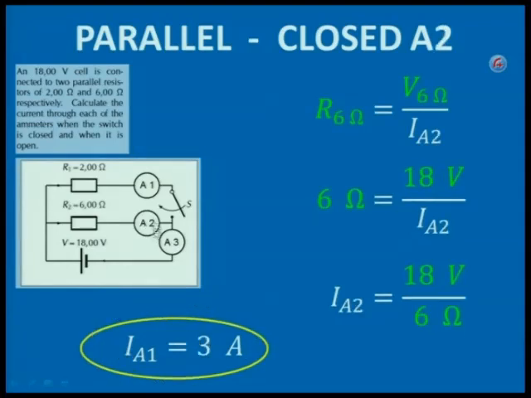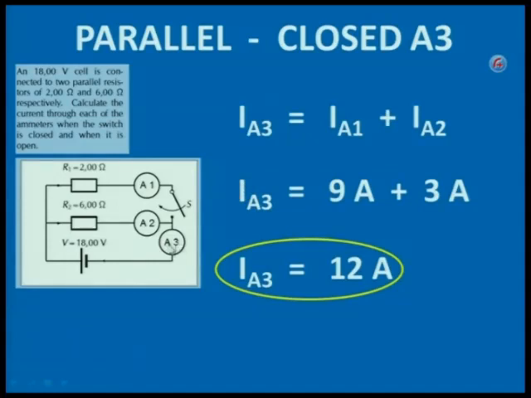So, now for ammeter 2. Ammeter 2 measures the current through R2, the 6 ohm resistor. The volt is again the same as the total volt because this is a parallel circuit. So, 6 ohms is given to you in the question, 18 volts given to you in the question. So, the current is then 18 volts divided by 6 ohms, which gives you 3 amperes, the reading on A2.